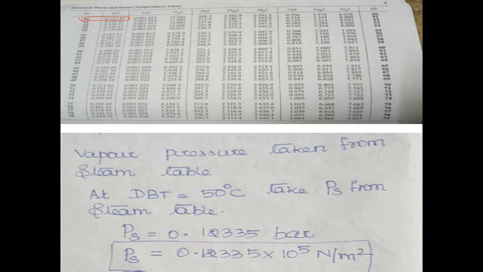1 bar is equal to 10 to the power of 5 Newton per meter square. Finally, the vapor pressure is 0.12335 into 10 to the power of 5 Newton per meter square. So this is the way to choose the vapor pressure from the steam table.